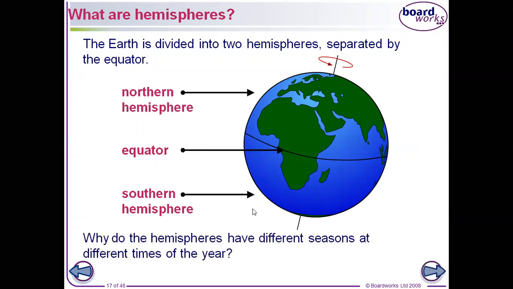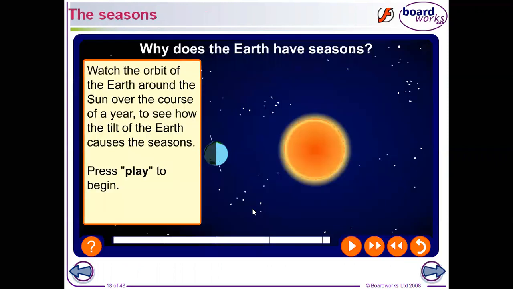So why do the hemispheres have different seasons at different times of the year? Like if you're in the northern hemisphere and your friend is living somewhere in the southern hemisphere, while you're experiencing summer, your friend may be experiencing winter. Why is that so? Okay, we're going to find out shortly why the hemispheres experience different seasons.